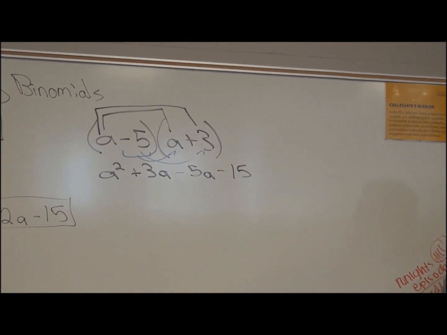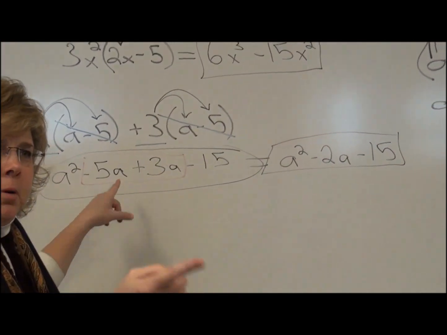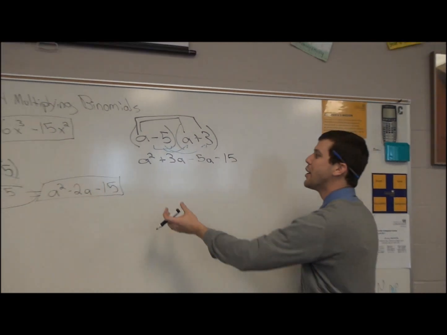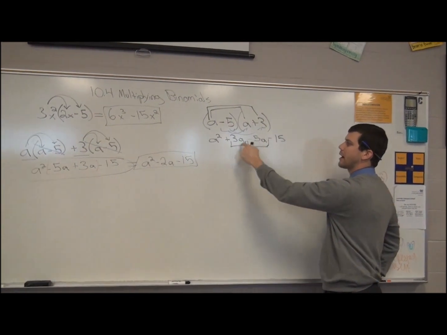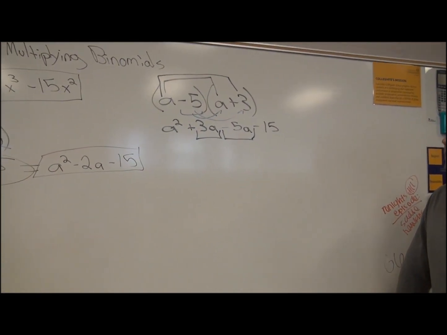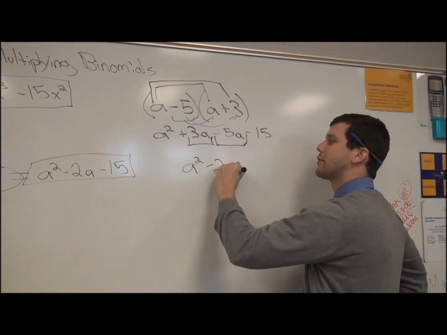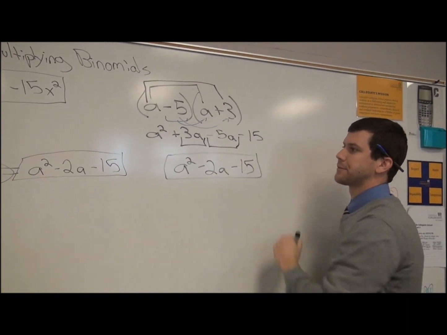It's almost exactly the same. Yeah, they just switched. Isn't that the commutative property where the order doesn't matter? Just switch that order all around. Right. So now if we combine these like terms of the negative 5a and the positive 3a, what's our final answer going to give us? A squared, the same a squared, minus 2a, minus 15. And it saves you time with what you write down.